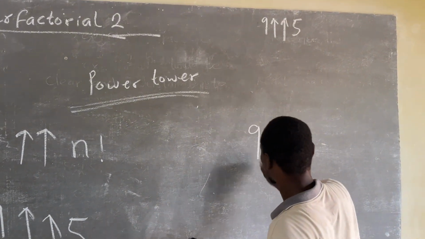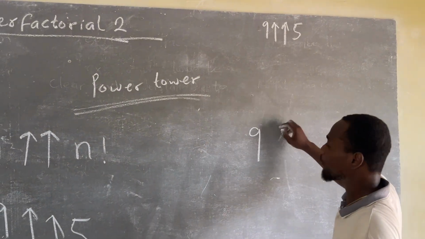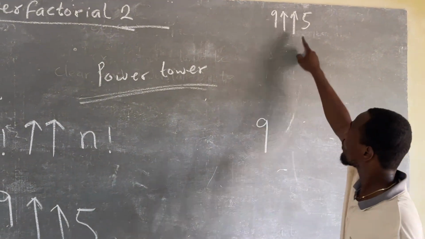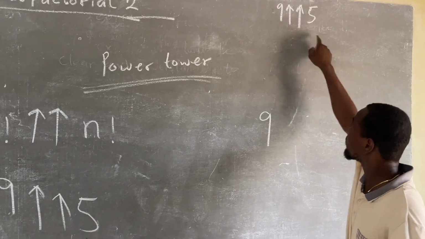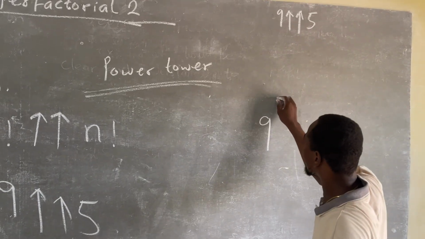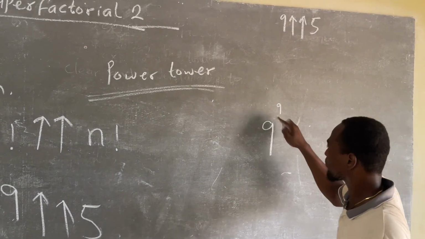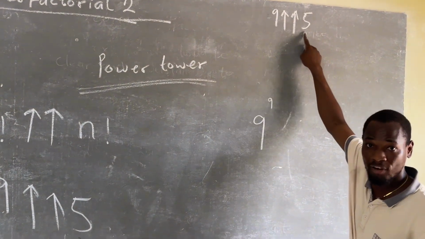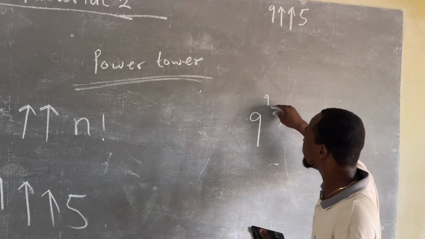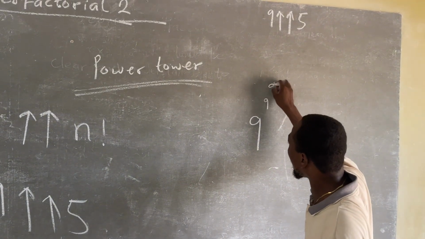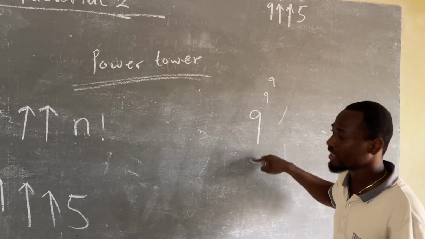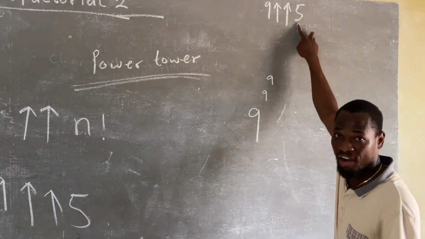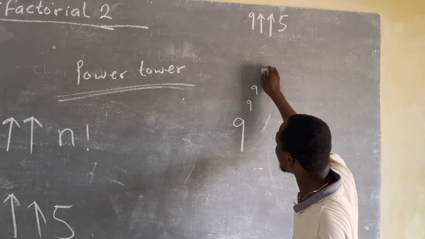This is my 9, raised to an exponent of, how do you go about this? Raised to the power 9. How many 9s do you see here? 1, 2. It's not up to 5, right? So I'll raise this to another exponent, which is 9. How many 9s do you see here? 1, 2, 3, but it's up to 5. So I'll add another 9.